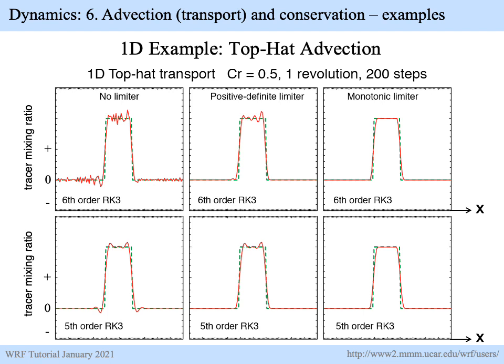But the cost is more of the overshoots and undershoots for the top part of that top hat there in the sixth order scheme. And finally, if we look at the monotonic limiter, which is the rightmost panels, you can see that both the overshoots and undershoots are eliminated, and you can see the sixth order scheme looks a little bit more accurate than the fifth order scheme, although there's not a lot of difference in the grand scheme of things. As you might guess, the least expensive scheme is to use no limiters.